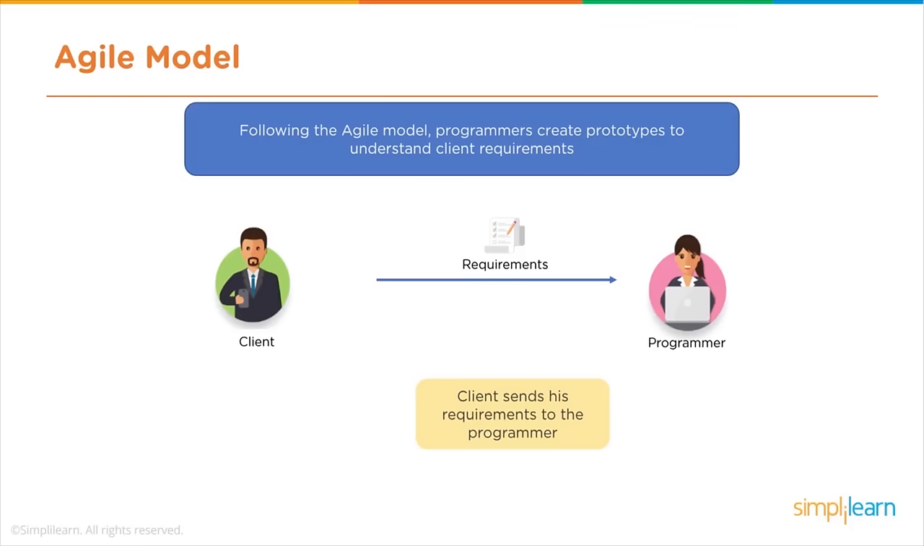So the Agile model allows programmers to create prototypes and get those prototypes to the client with the requirements faster. And the client is able to then send the requirements back to the programmer with feedback.